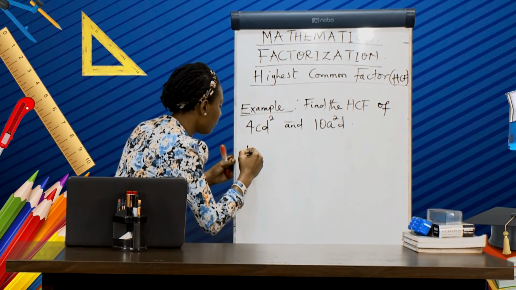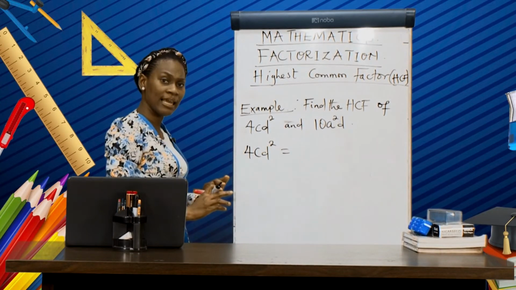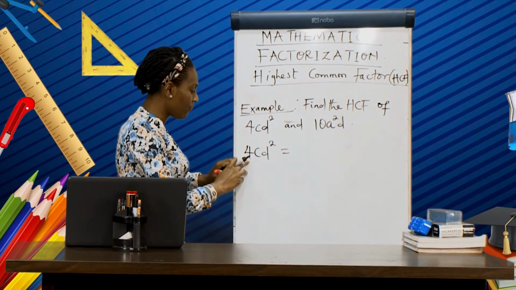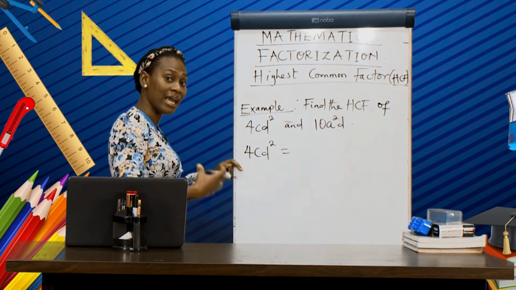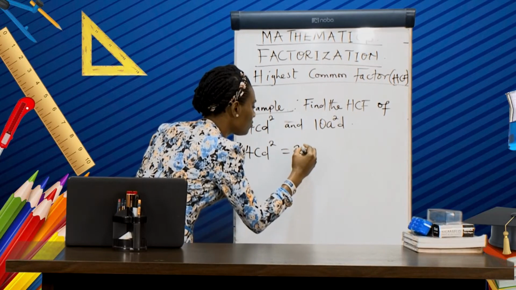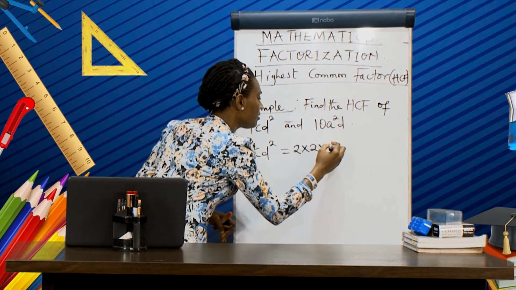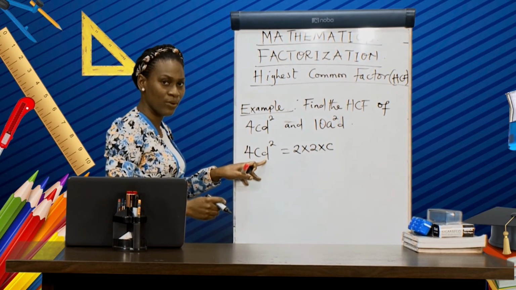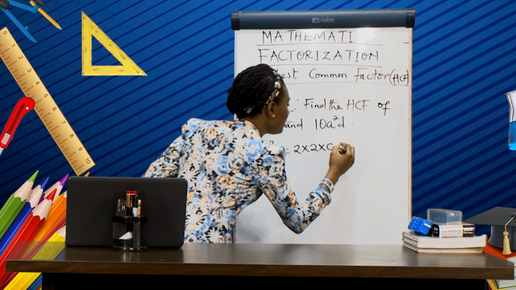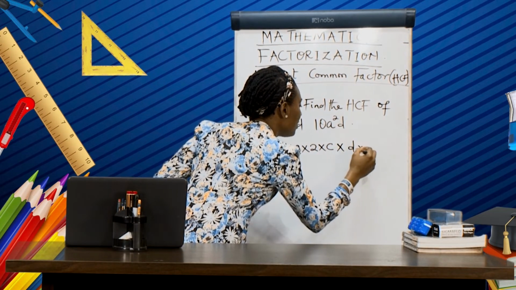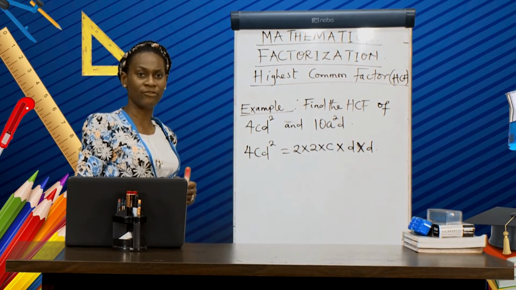4CD squared. 4CD squared can be broken down into, like I said earlier, you need to break down the number first. 4 we know can be broken into the prime factors 2 times 2. So we have 2 times 2. Then we have C times D squared. D squared is simply D times D. So we break this down also to D times D. I believe you are following.